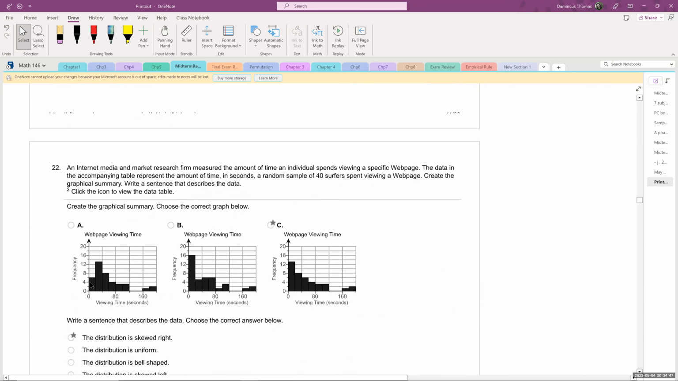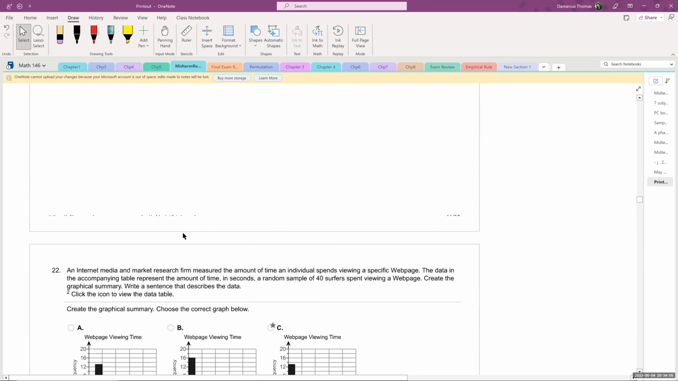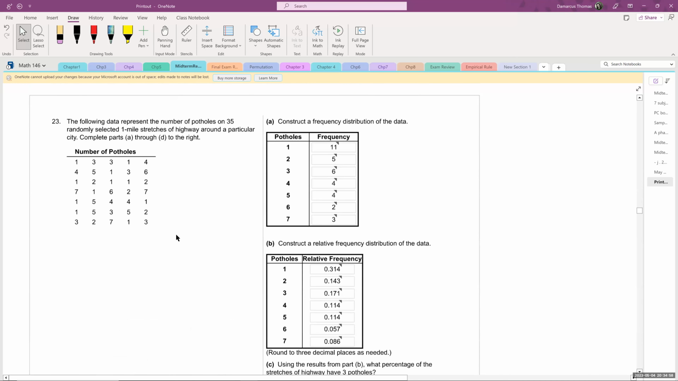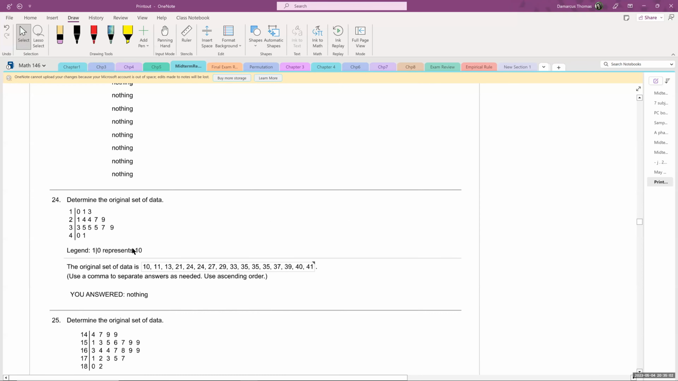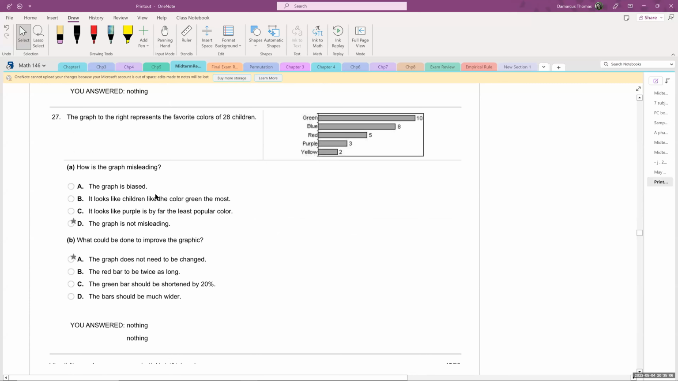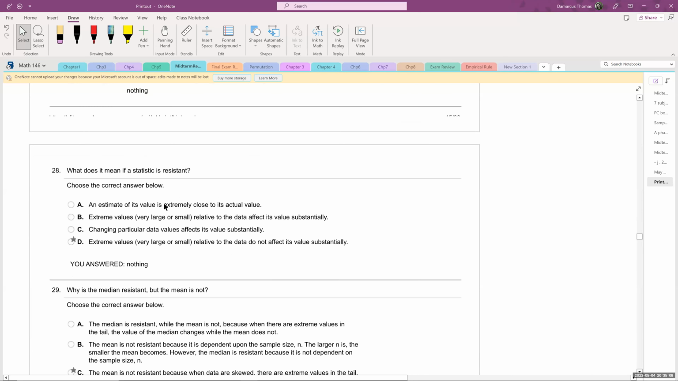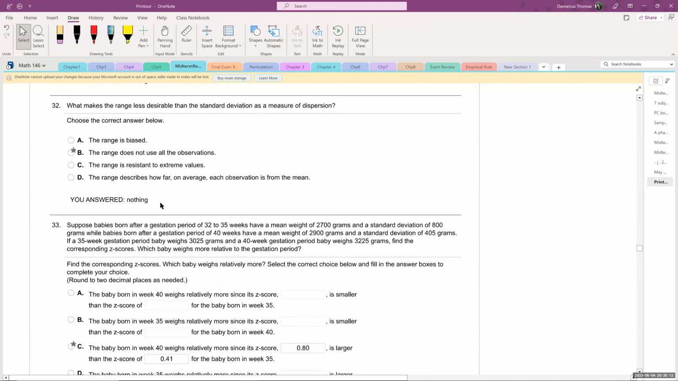Okay. Let's see. Skew to the right. We talked about this. If the right tail is longer, then it's skewed to the right. All right, this is all pretty basic right now. A lot of chapter 1, 2 type of questions I'm seeing. Let's try to get toward the end.